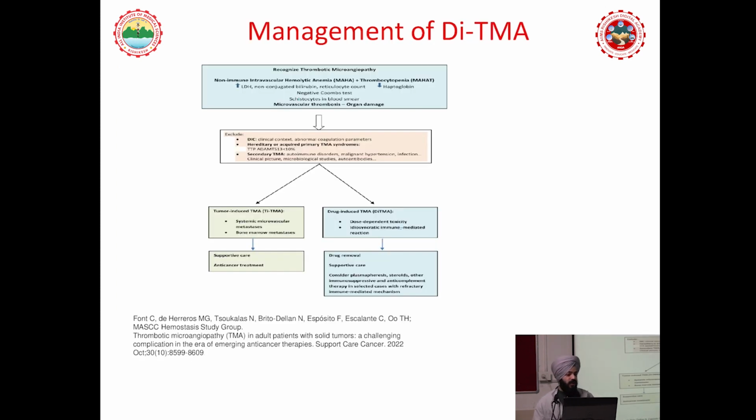Now, for the management of drug-induced TMA, initially we recognized the TMA. We had all the parameters of increased LDH, increased bilirubin, and retic count. Retic count was 12% to start with, then we had low haptoglobin, and Coombs were negative. And there was organ damage for sure. And we excluded DIC with normal coagulation profile, although ADAMTS13 levels couldn't be done. And secondary TMAs like autoimmune disorders and malignant hypertension were ruled out.